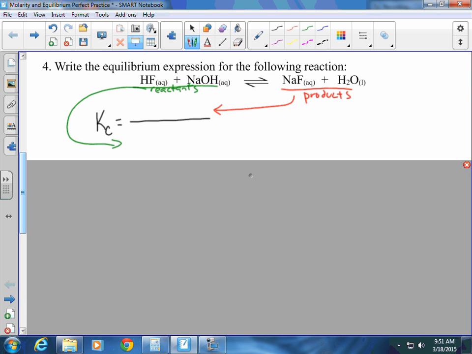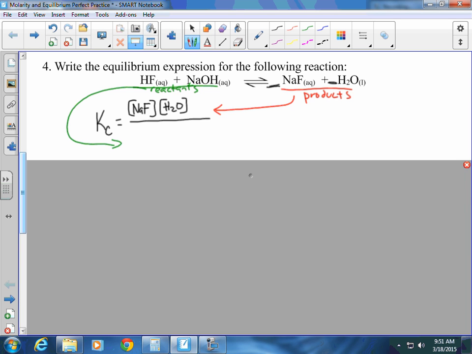So I have concentration of NaF. We use brackets to note the concentration, and because there is the number 1 in front, I want to raise this to the 1 power, which we don't need to mark. And then the second substance is H2O, so the concentration of H2O. Again, the number out in front is 1, so I do not need to raise this to any value.